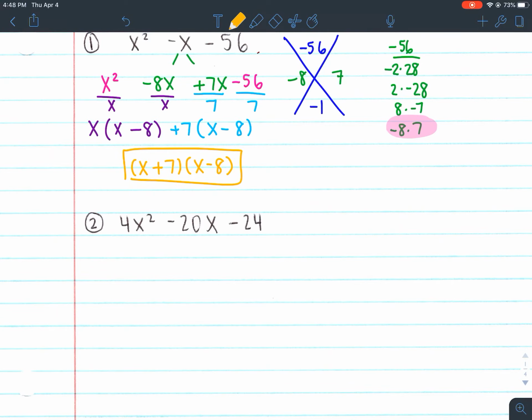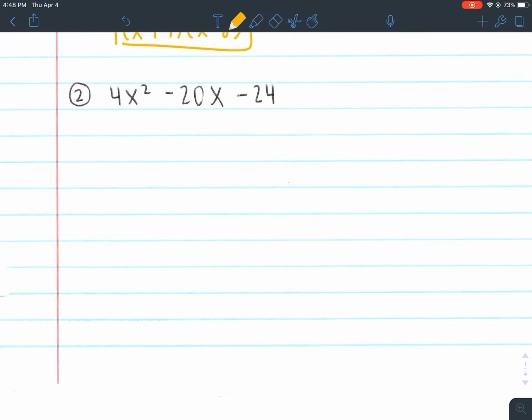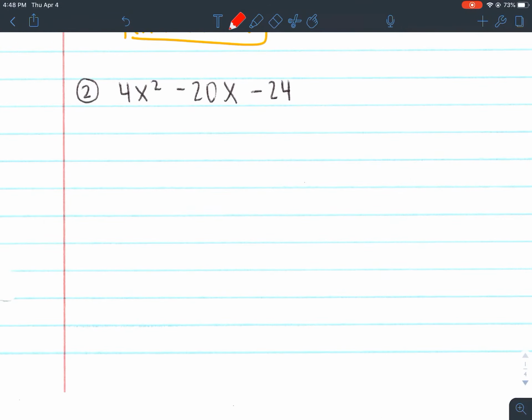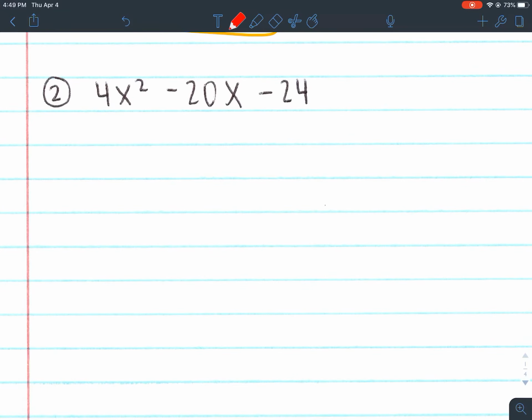Alright, number 2, we have 4x squared minus 20x minus 24. Okay, first thing you always do is check for a GCF. And I do have one in this case. It is 4. Okay, you're not always going to have a GCF, but sometimes you will.